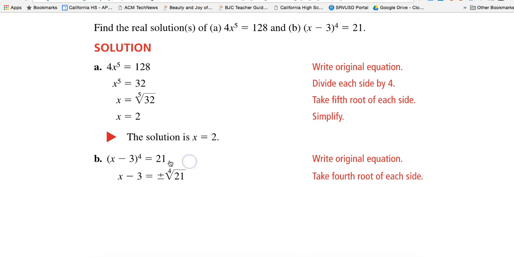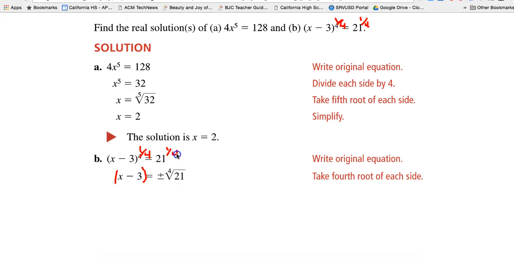So the first thing we have to do is take both sides to the 1/4 power. Again, I showed you last time, if we take this to the 1/4 power, that's going to get rid of our exponent. And what that means is that we also have to take 21 to the 1/4 power. Now when we do that to both sides, we're going to end up with x minus 3. Remember, that was in exponents right here. So we took our entire expression to the 1/4 power, and we ended up with 21 to the 1/4 power.